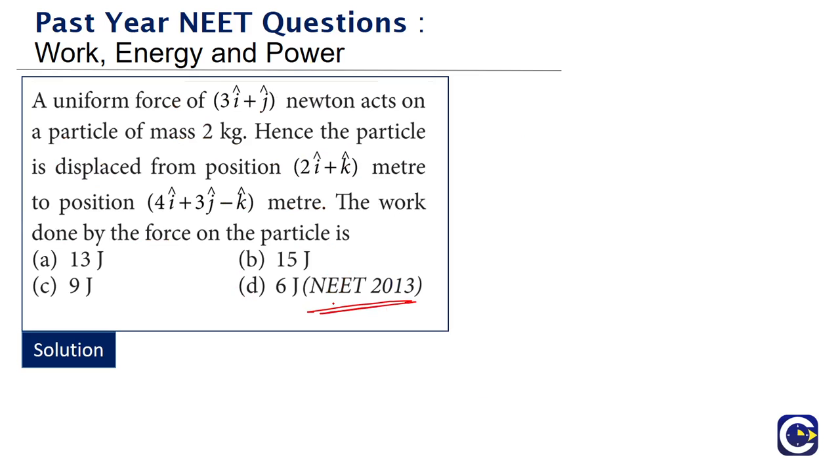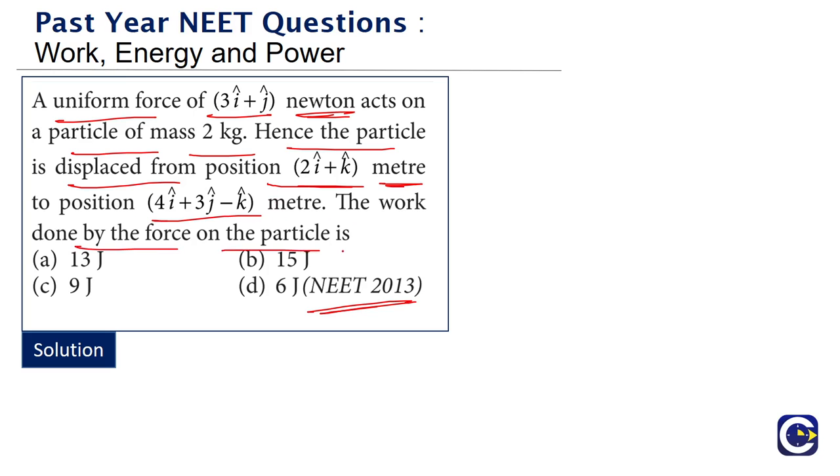Next we have a question that has come in the 2013 paper. A uniform force, given in newtons, 3i plus j, acts on a particle of mass 2 kg. Hence the particle is displaced from position 2i plus k meters to the position 4i plus 3j minus k meters. Find the work done by the force on the particle.